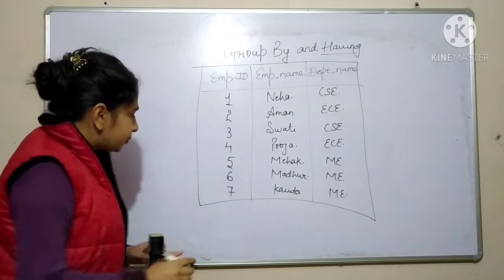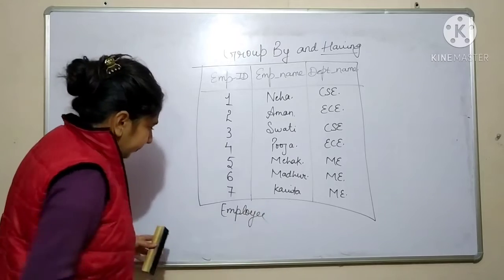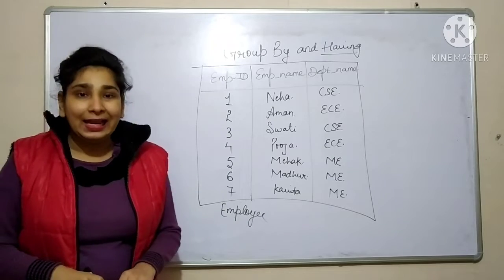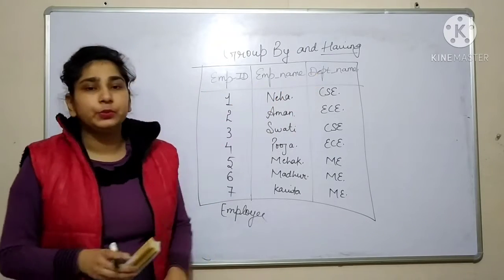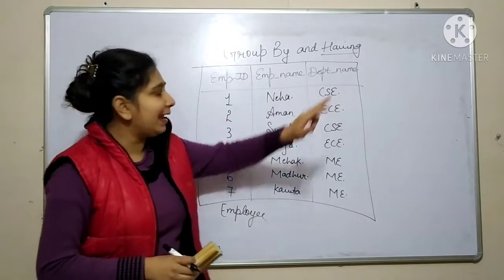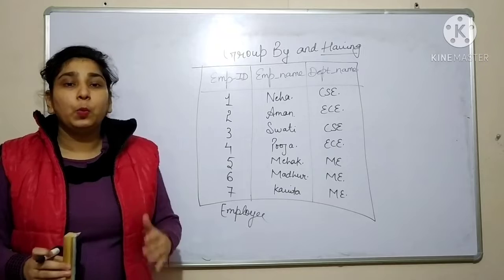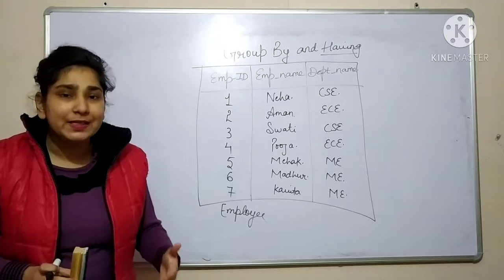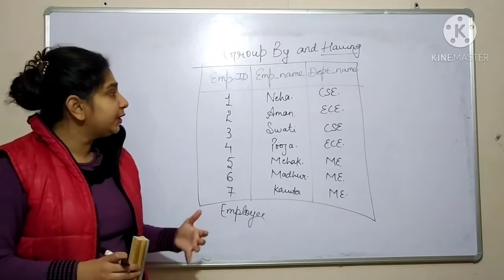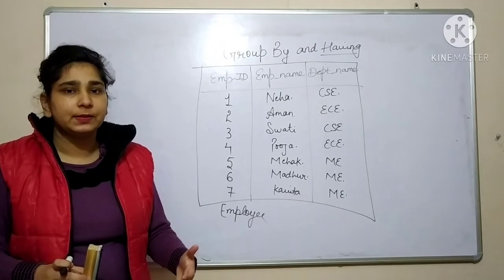Let's suppose I have one relation, employee. This is the employee table and I have three attributes of this relation: employee ID, employee name and department name. We have many employees working in some department. In one particular department we can have many employees.